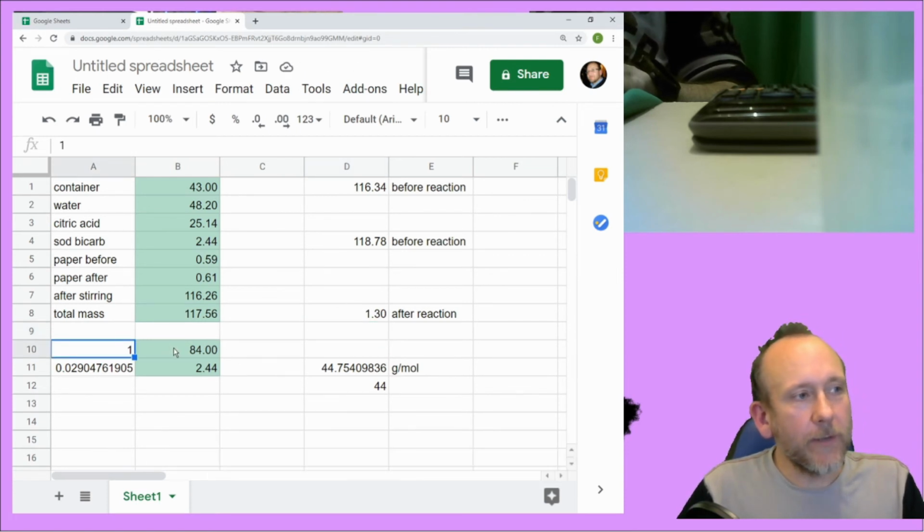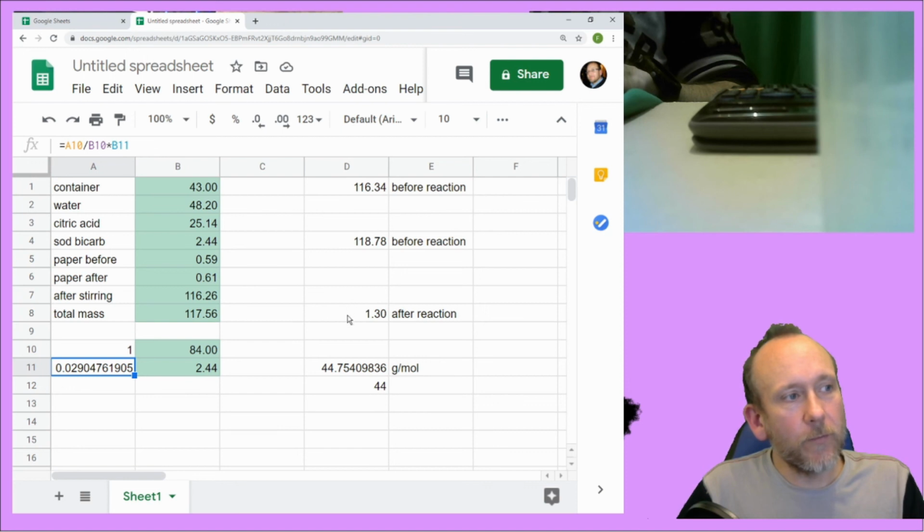Now, 1 mole of sodium hydrogen carbonate is 84 grams. So the 2.44 grams which I had in there correspond to 0.03 mole. I have produced 0.0290 or whatever moles of carbon dioxide, and when I divide this into 1.3, because I got 1.3 grams mass difference, so that must have been the carbon dioxide lost, then I get a number of 44.75 grams per mole.